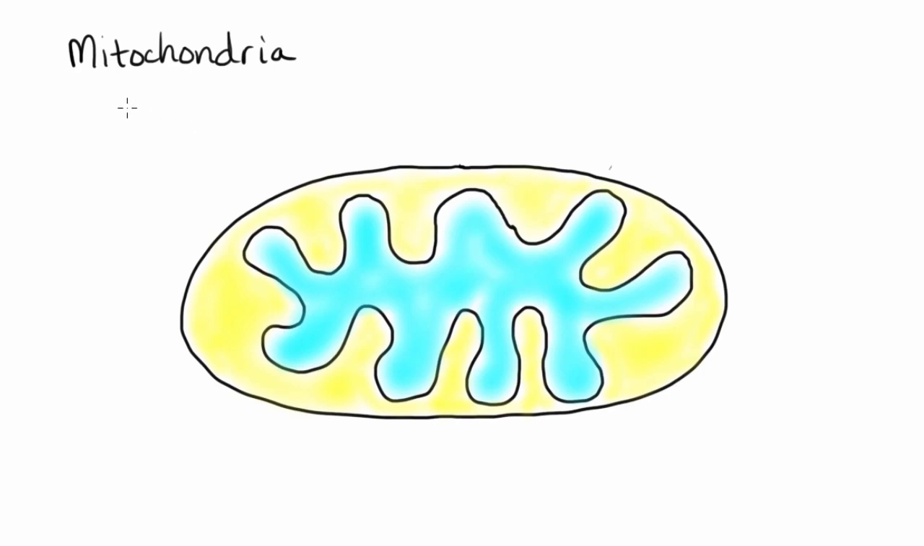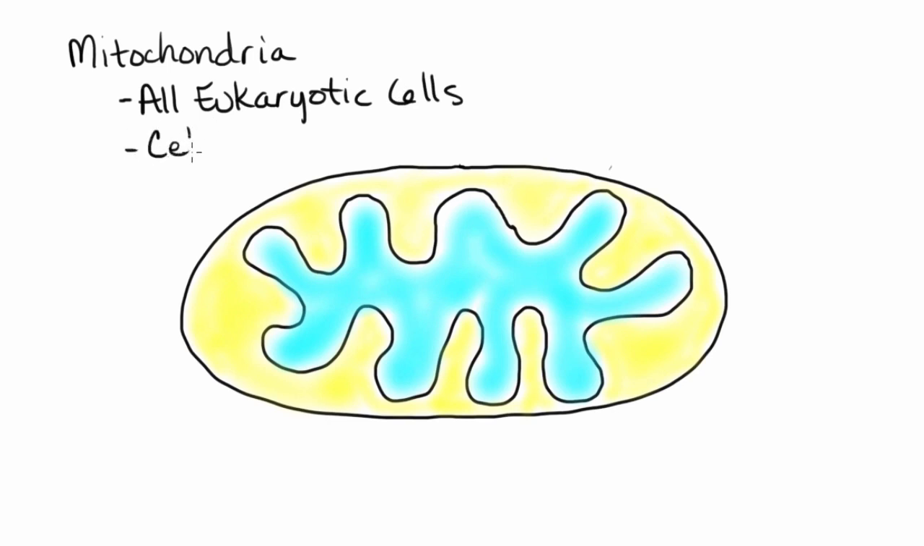The mitochondria is an organelle that we do find in all eukaryotic cells. And so this is a structure that would be present in both plant and animal cells. And the purpose of this is going to be for energy production, but that energy production is going to be through the process of cellular respiration, which is a very important process for living cells.